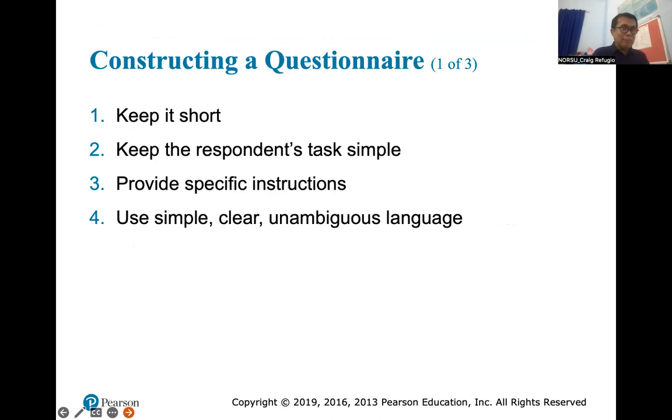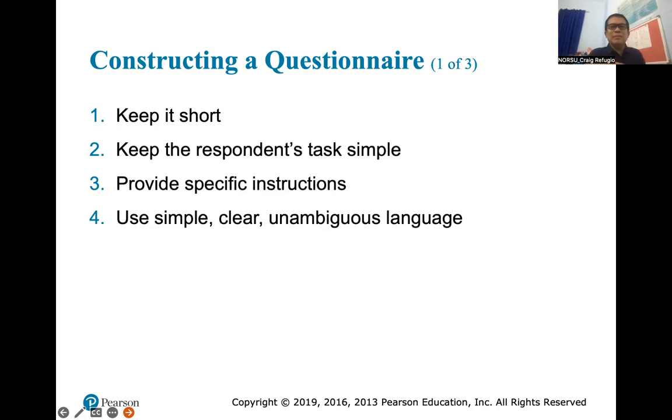Remember that all respondents are busy. They could not afford to give 2 hours just to answer the items of your questionnaire. So as much as possible, keep it short. Number 2, keep the respondents simple. Number 3, provide specific instructions.